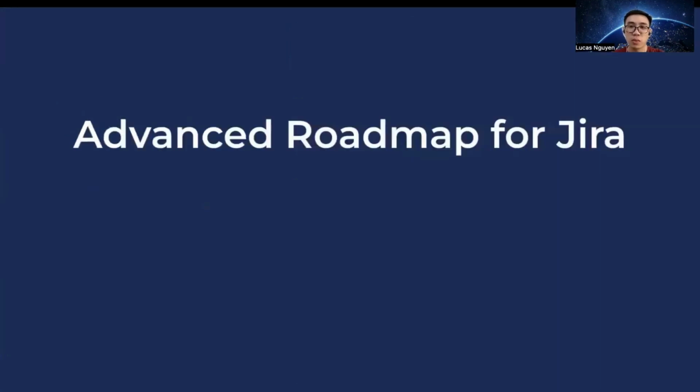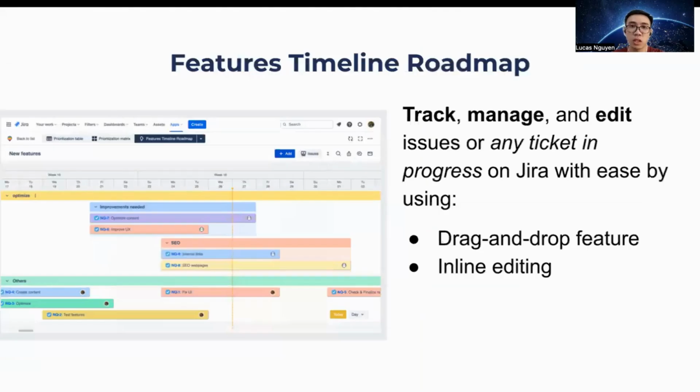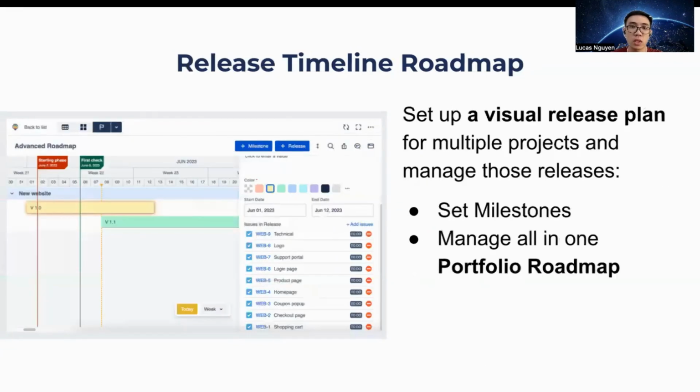The first one is Advanced Roadmap for Jira. They have two big features. The first one is the features timeline roadmap. This feature allows you to track, manage, and edit issues or any ticket in progress on Jira with ease, by using the drag and drop feature and inline editing.